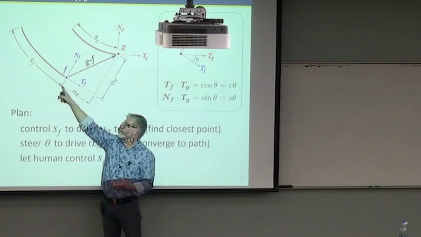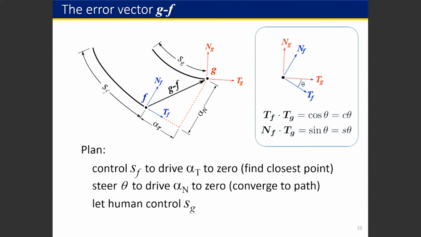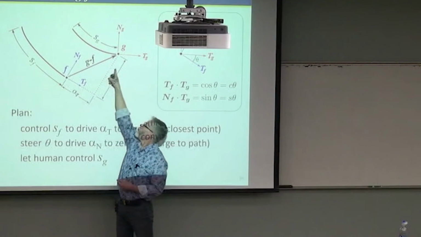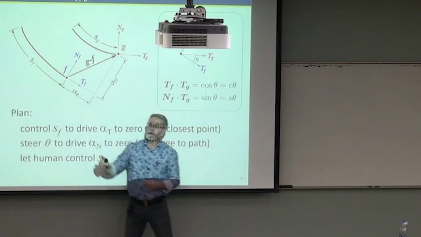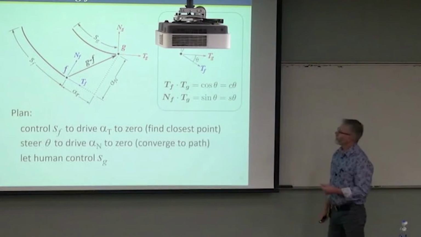Further, there's a division of labor here, a division of control. If I drive alpha t to 0, then I have F at the closest point. Because then alpha n is the closest distance. G would lie at NF if alpha t were driven to 0. You see how that's going to work.